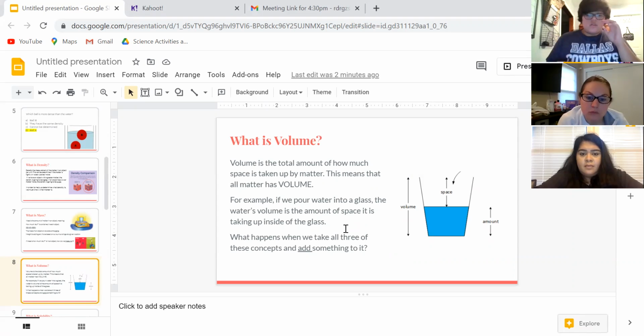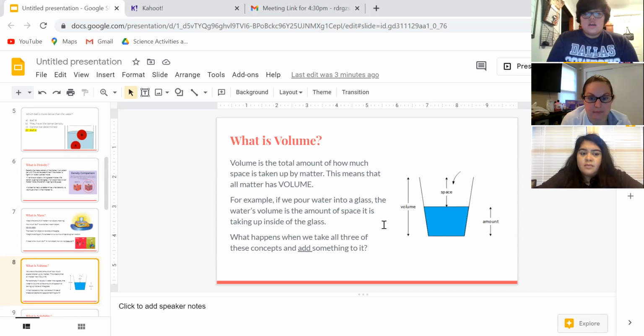So similar to how you guys are sitting in a room, you're taking up a portion of the room. So it's really just calculating how much is being taken up in a given space. This picture right here on the right can kind of show you guys what this means. There's liquid in this glass, or water in this case, and the water's volume is the amount of space it's taking up inside of our glass.